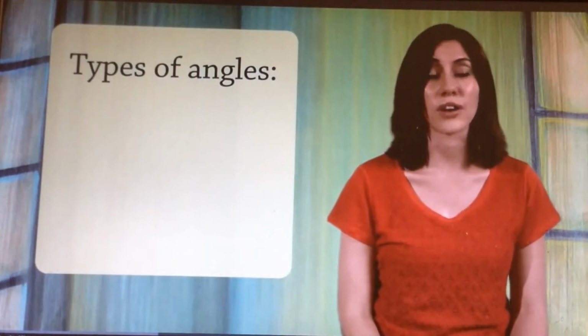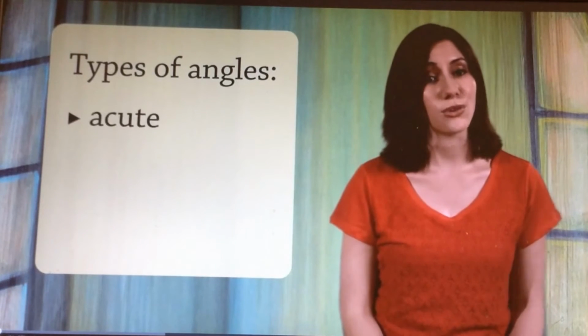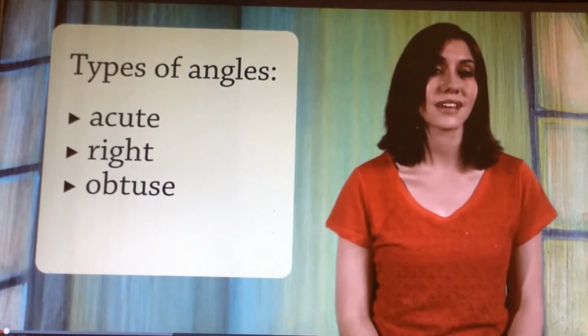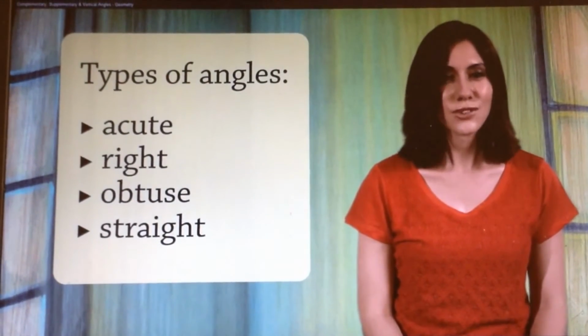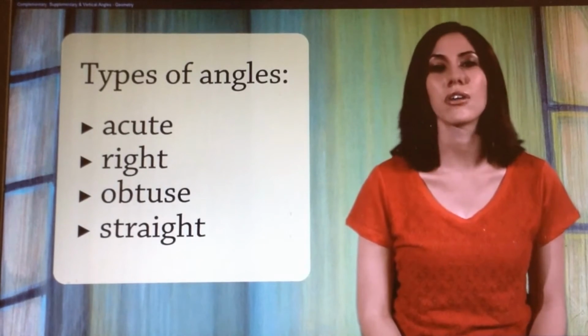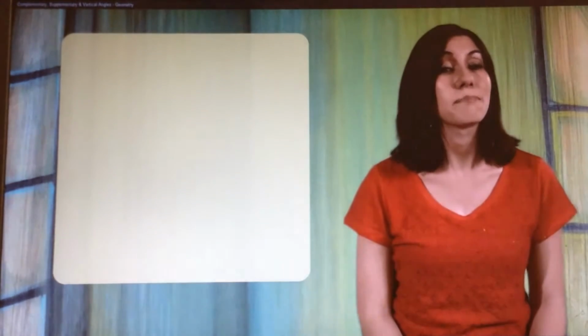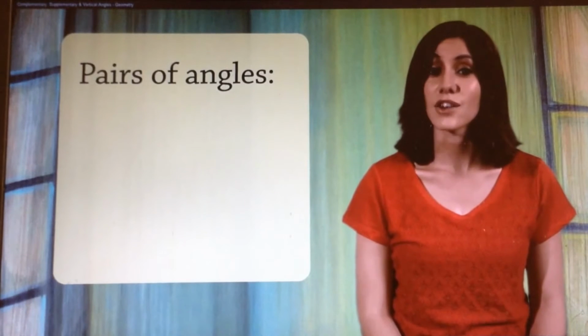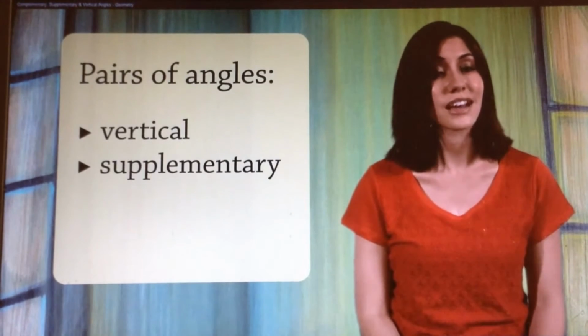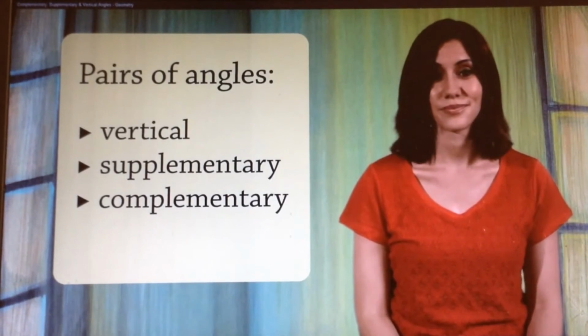When you first learn about angles, you learn 4 words about angles of different sizes: acute, right, obtuse, and straight angles. These terms all describe a single angle, but there are also terms that describe pairs of angles. These are vertical, supplementary, and complementary angles.